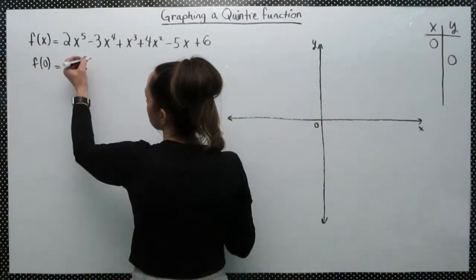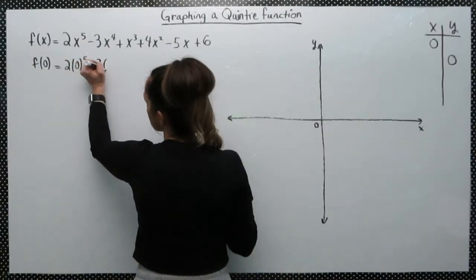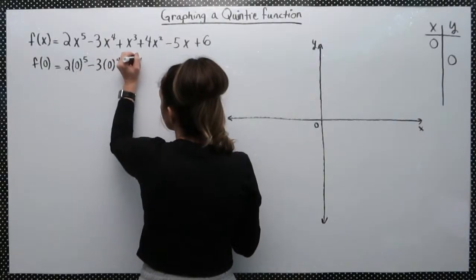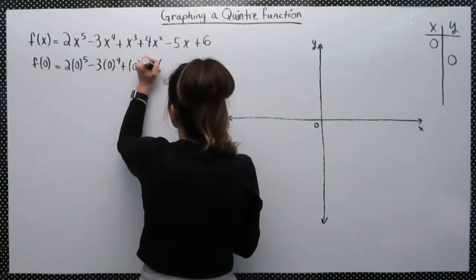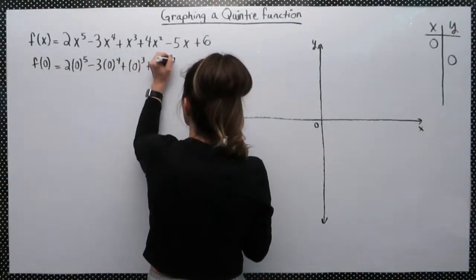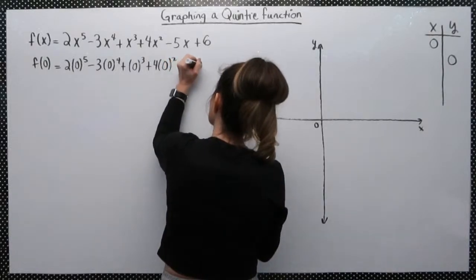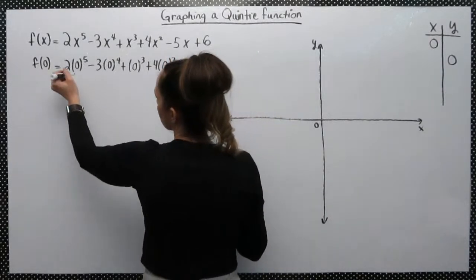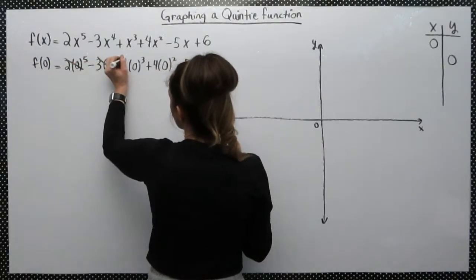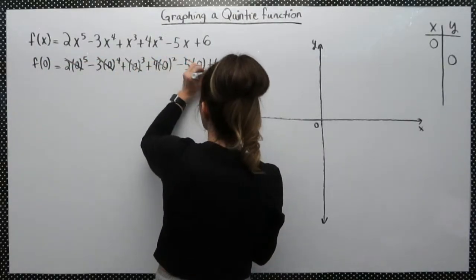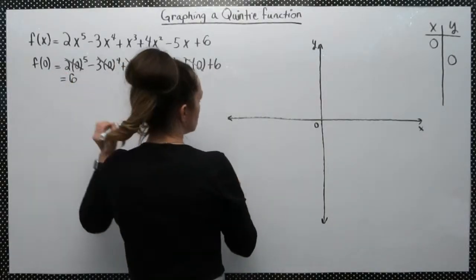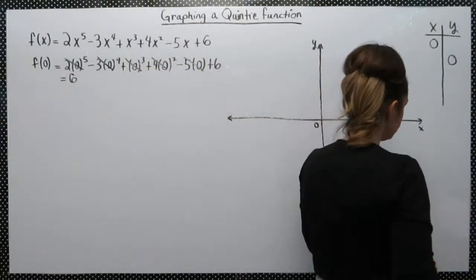So I'm just plugging in 0: -3 times 0 to the 4th plus 0 cubed plus 4 times 0 squared minus 5 times 0 plus 6. So we've got 0, 0, 0, 0, 0, and then we have plus 6. So when x is 0, y is 6.